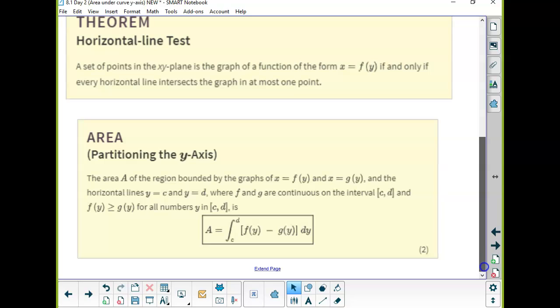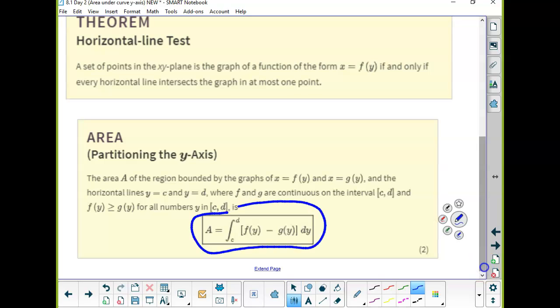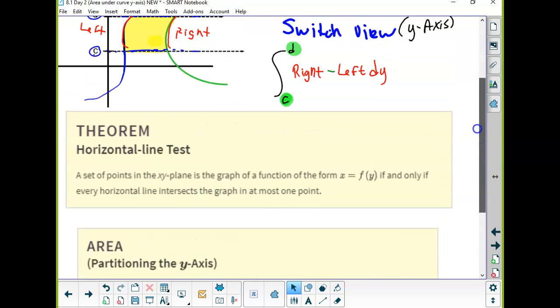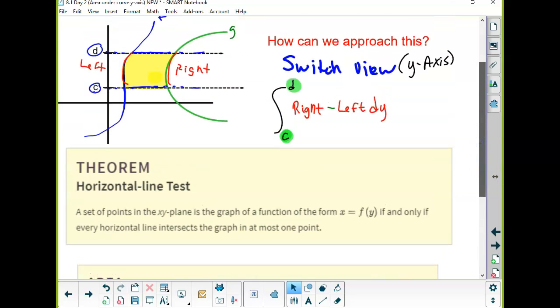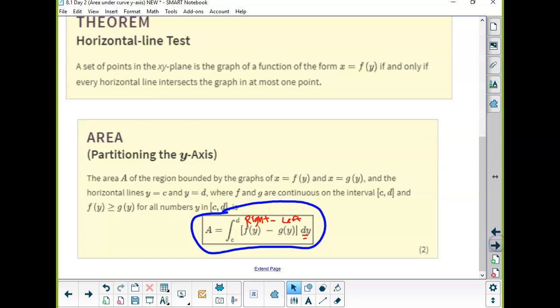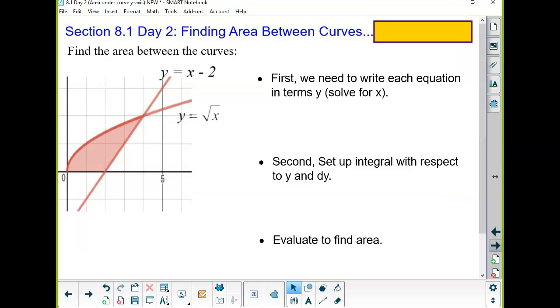So if that's the case, what do we do? We set up the same integral, except now it's the most right function minus the left function with respect to y. Okay? I don't think you need to write that because on our first example, I'm going to rewrite what we have right here. Okay? And here it is.